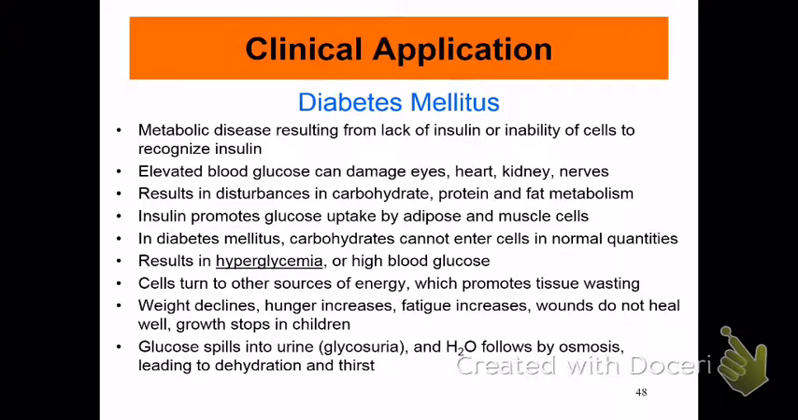Okay, diabetes. We know about diabetes mellitus. It's where you don't have enough insulin. It's a lack of insulin. Now, there's type 1, which you're born with. You never made enough insulin. Your pancreas didn't work like it was supposed to.